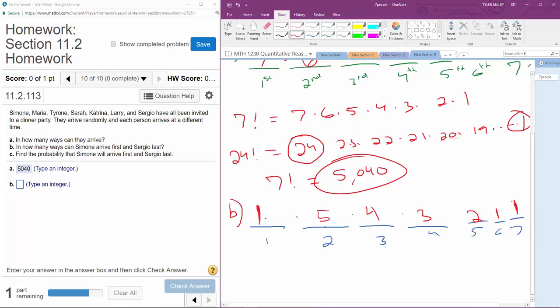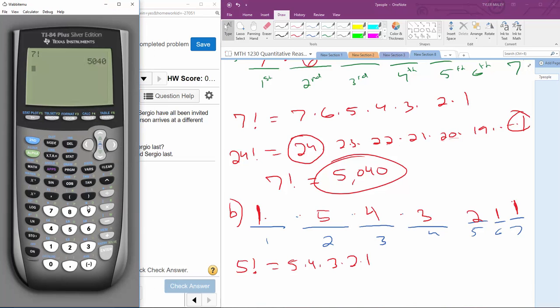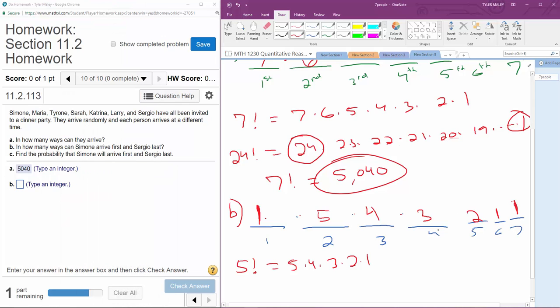So using the fundamental principle of counting, we multiply all these together, which is the same thing as 5 factorial, right? 5 times 4 times 3 times 2 times 1, right? So 5 factorial would be the number of ways that Simon can arrive first and Sergio can arrive last, right? So we can type that in our calculator if we'd like, right? So we need to make this 5 factorial, hit enter, we get 120, right? So this is equal to 120.